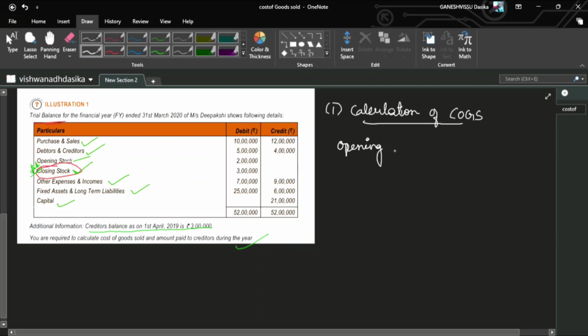Opening stock plus purchases. What is the opening stock? Opening stock is 2 lakhs and purchases is 10 lakhs. Totally 12 lakhs.